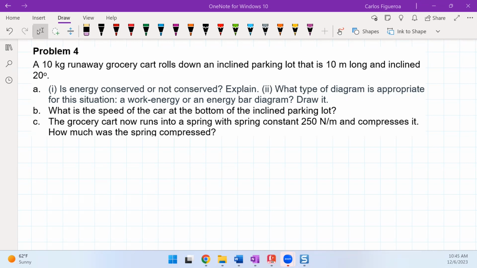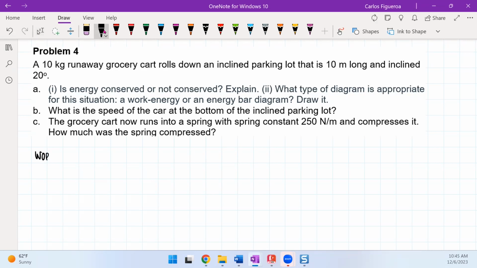B. What is the speed of the cart at the bottom of the inclined parking lot? And C. The grocery cart now runs into a spring with spring constant 250 Newton per meter and compresses it. How much was the spring compressed? So there's two approaches to solving this problem.